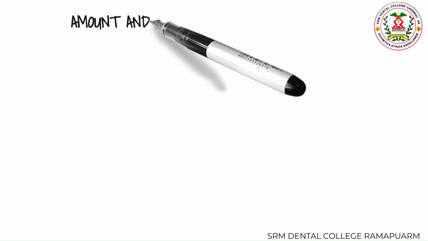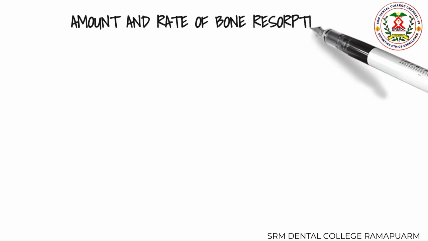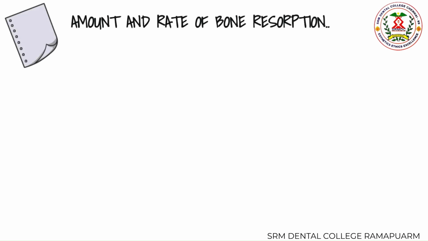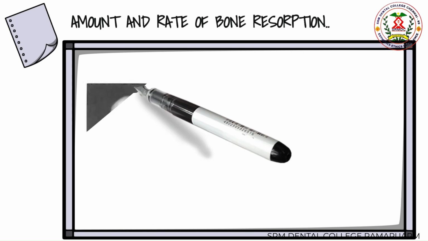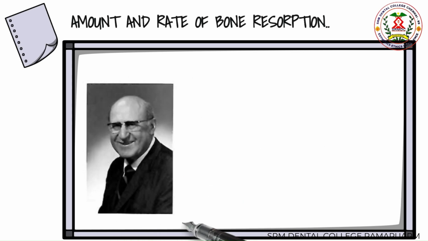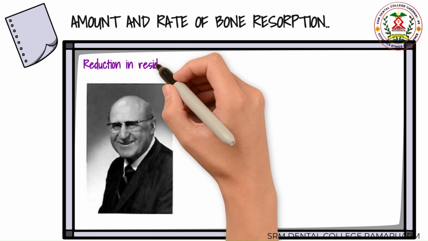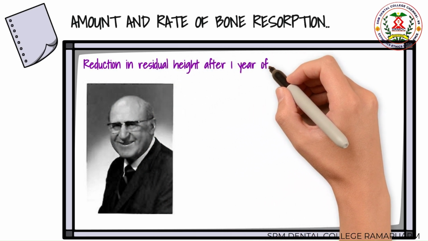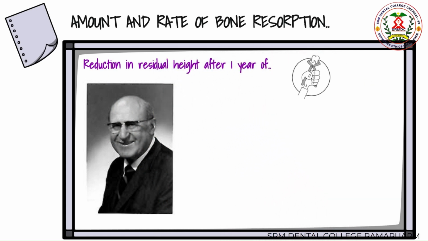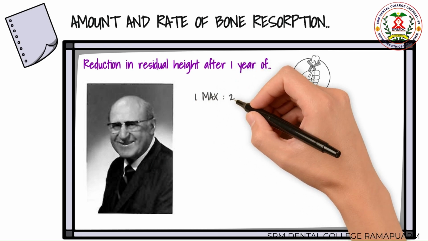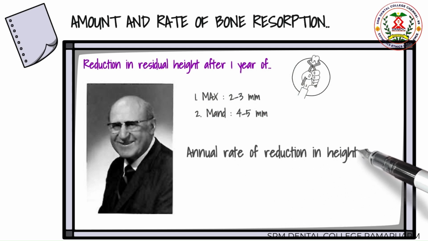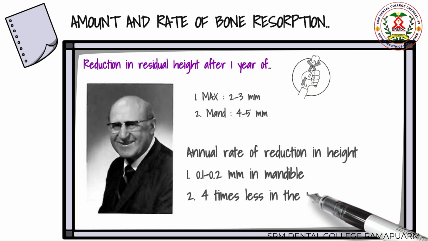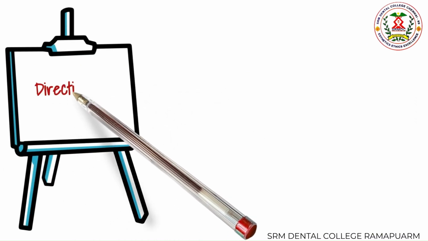Moving on to the next important topic, the amount and rate of bone resorption. According to Boucher, during the first year after tooth extraction, the reduction in residual ridge height in the mid-sagittal plane is about 2 to 3 mm for the maxilla and 4 to 5 mm for the mandible, and the annual rate of reduction in height is about 0.1 to 0.2 mm for the mandible and 4 times less in the maxilla.